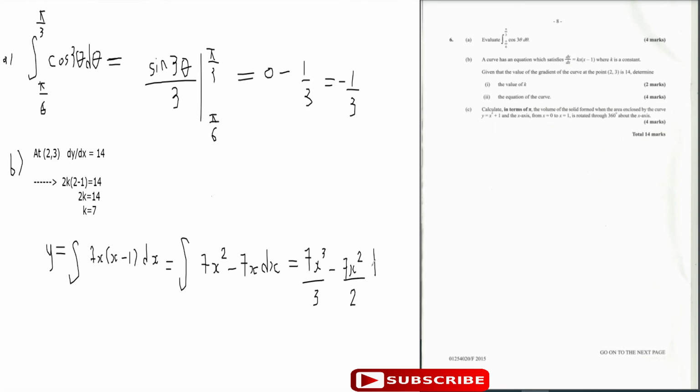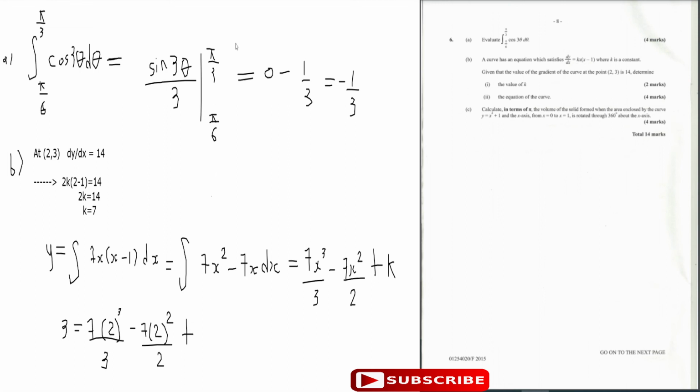Then we'll add our constant of integration. Now we need to find that constant of integration. To find this constant of integration, we know when x is 2, y is 3. So what we know then is 3 is equal to 7 times 2 cube over 3 minus 7 times 2 square over 2 plus k. So this will give us k.